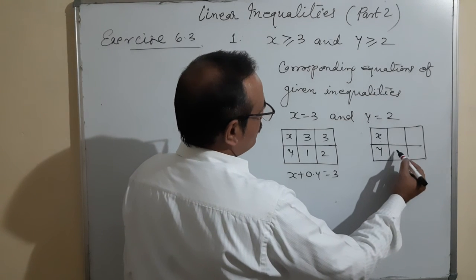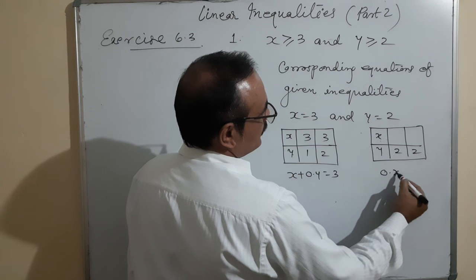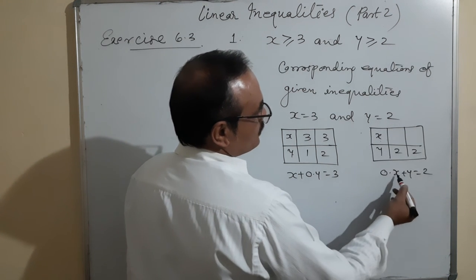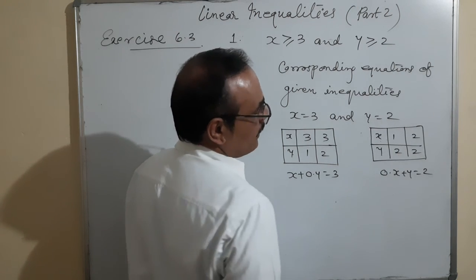Here y is equal to 2. y is equal to 2 fixed. May I write here 0 into x plus y is equal to 2. So x can be put anything. y is equal to 2 always coming. 1, 2. Okay.